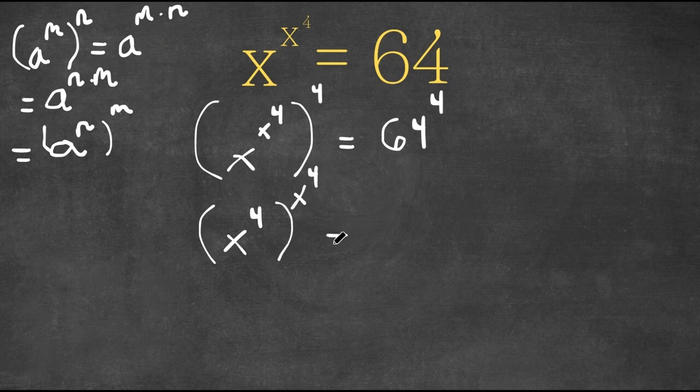And this is equal to, now I'm going to rewrite 64 as 8 squared. So now we have 8 squared to the power of 4. Now remember, if we have something in the form a to the power of m to the power of n, this is equal to a to the power of m times n, meaning 8 to the power of 2 to the power of 4 is equal to 8 to the power of 2 times 4, which is 8 to the power of 8.